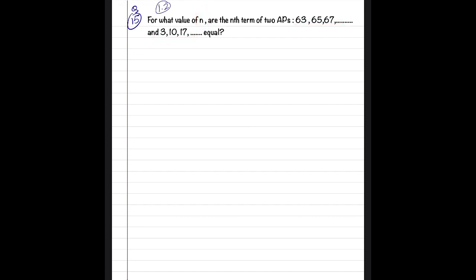So student, first you understand this concept. I will do this problem manually. Position number 1 in the first AP, what is given is 63, 65, 67. So this is position number 1, 2, 3, similarly 4, 5, 6, 7, 8, 9, 10, 11, 12, 13, 14. So student, first you write down this series.